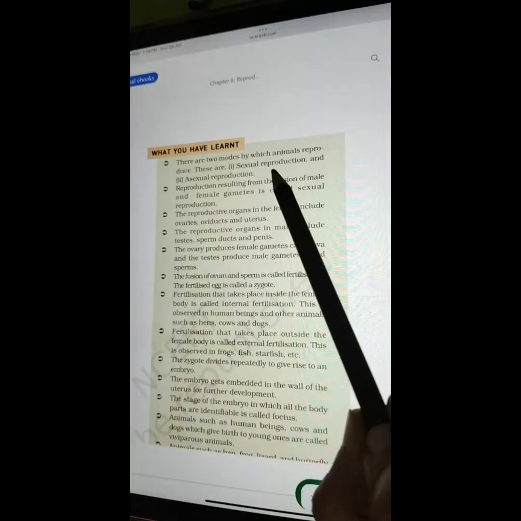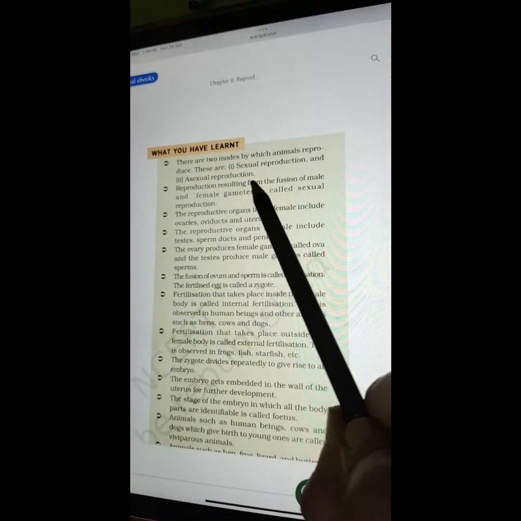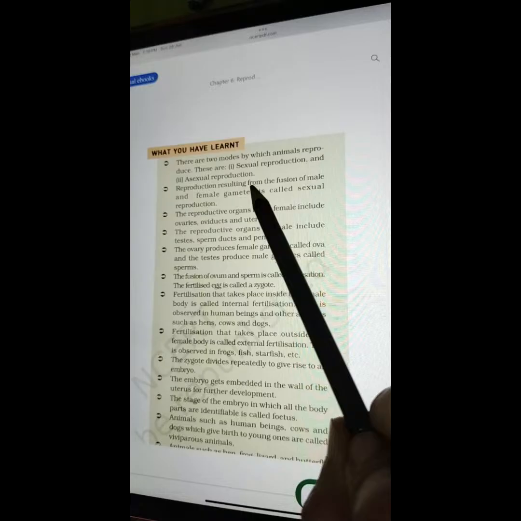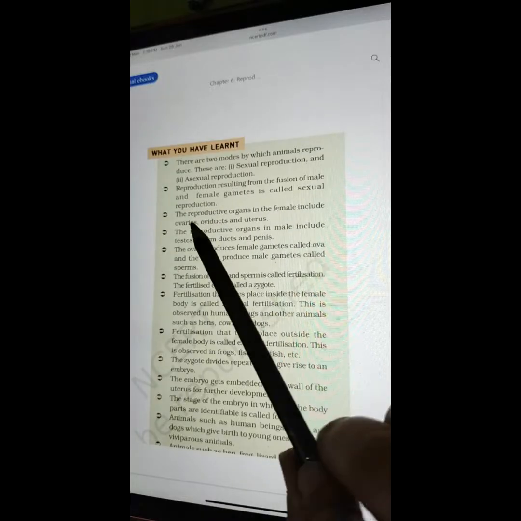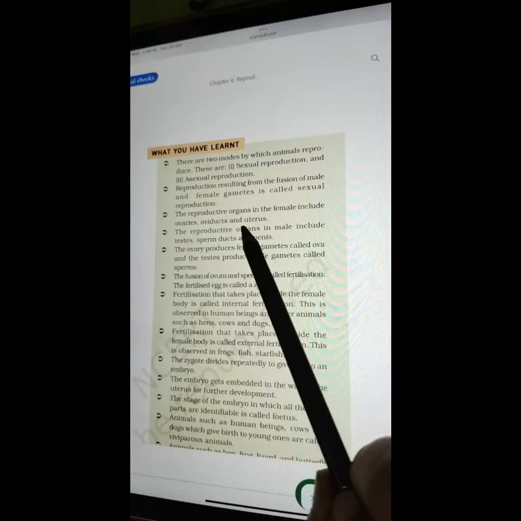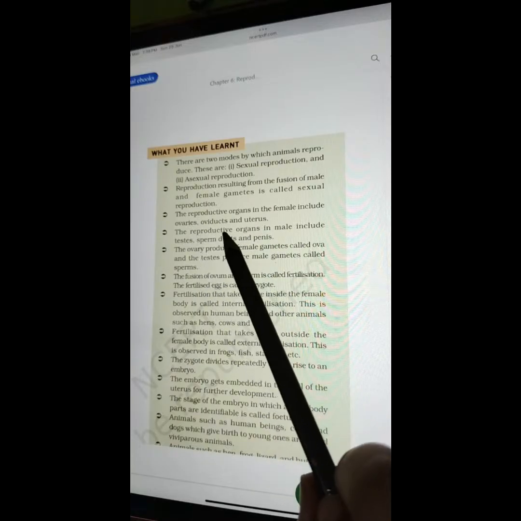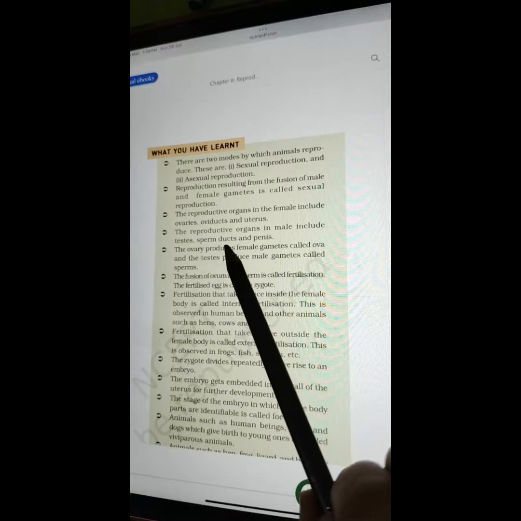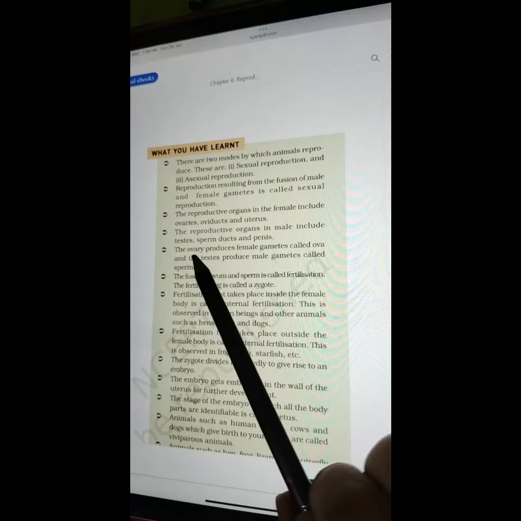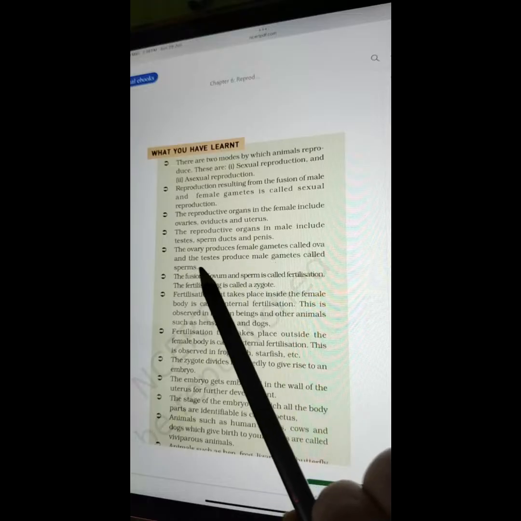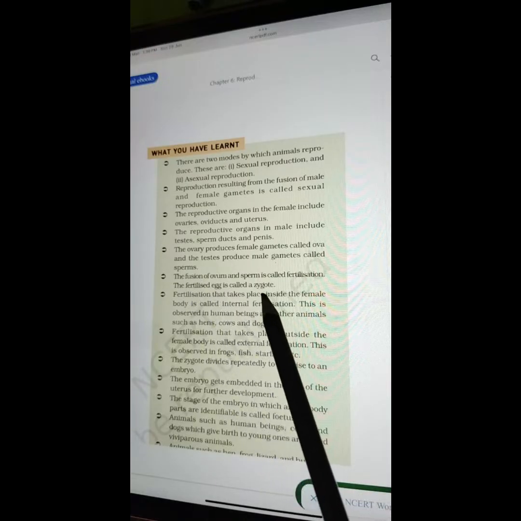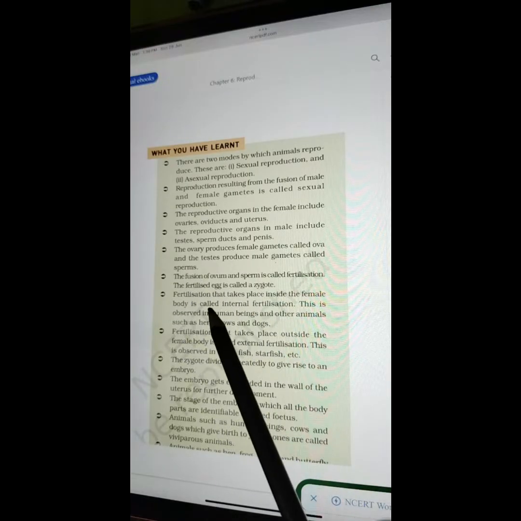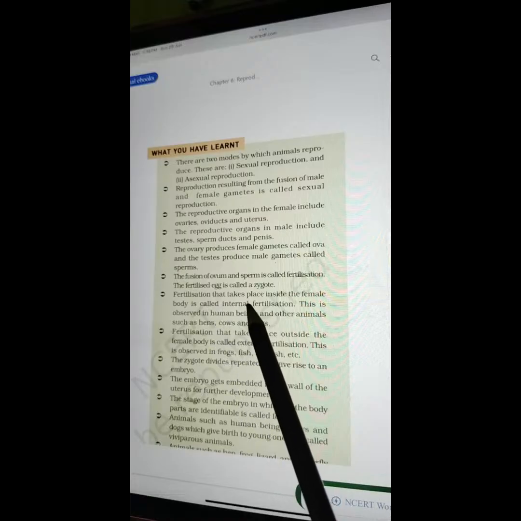There are two modes by which animals reproduce. They are sexual reproduction and asexual reproduction. Reproduction resulting from the fusion of male and female gametes is called sexual reproduction. The reproductive organs in the female include ovaries, oviducts, and uterus. The reproductive organs in male include testes, sperm ducts, and penis. The ovary produces female gametes called ova, and the testes produce male gametes called sperms. The fusion of ovum and sperm is called fertilization. The fertilized egg is called a zygote.